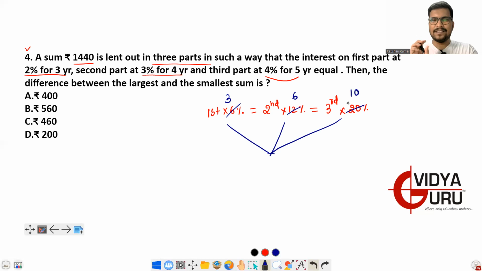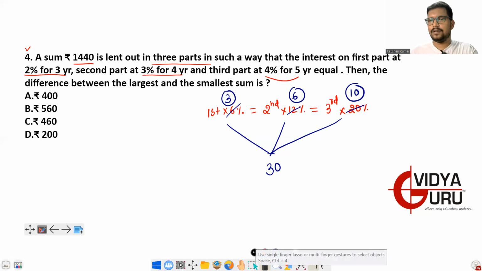We have to find that value. These three should be equal, so just take the LCM of 3, 6, and 10. What should be the LCM? Just tell me, 3, 6, 10. So the LCM should be 30. Yes or no? So first into 3, second into 6, third into 10, and the LCM will be 30.